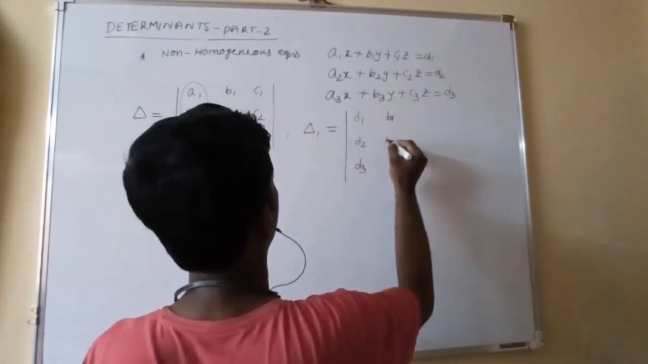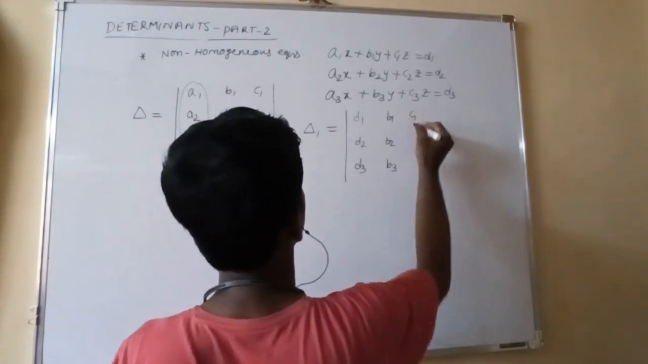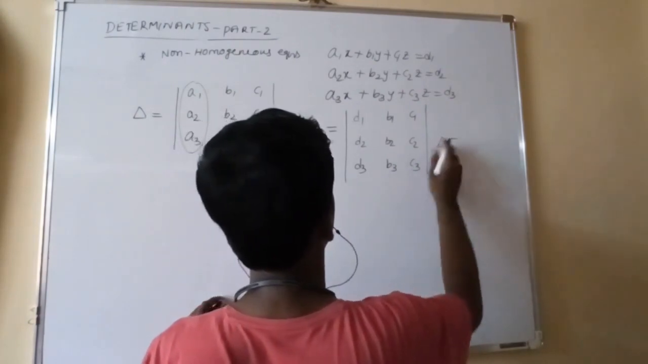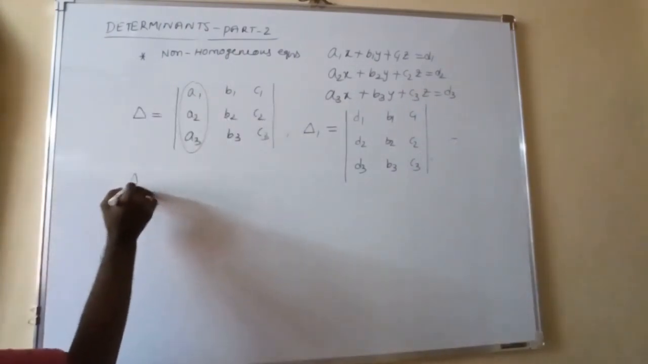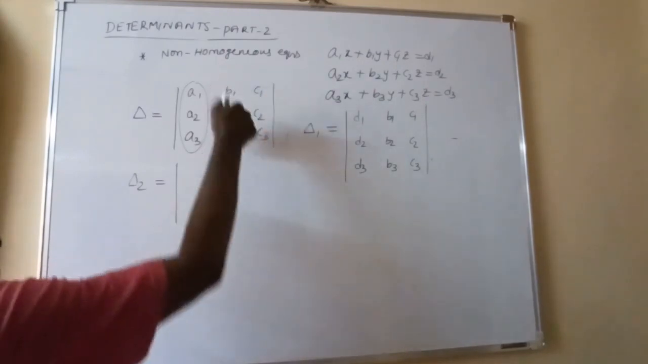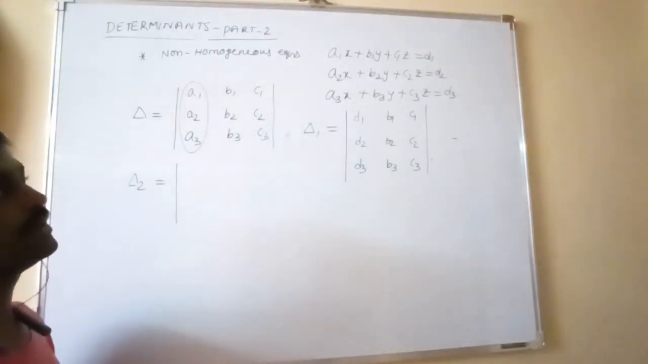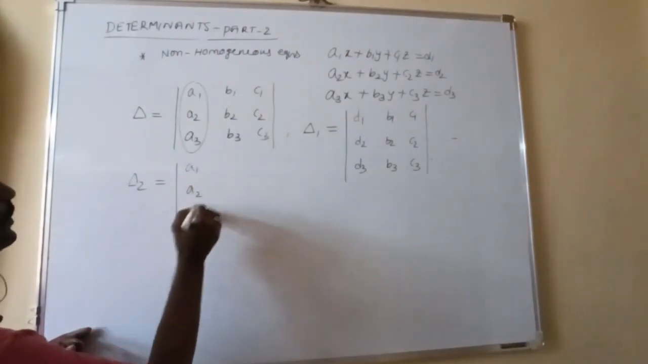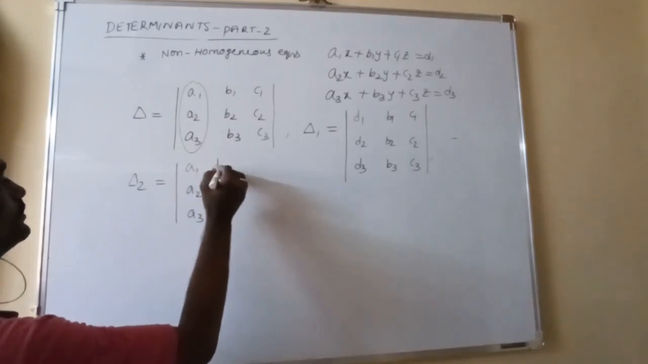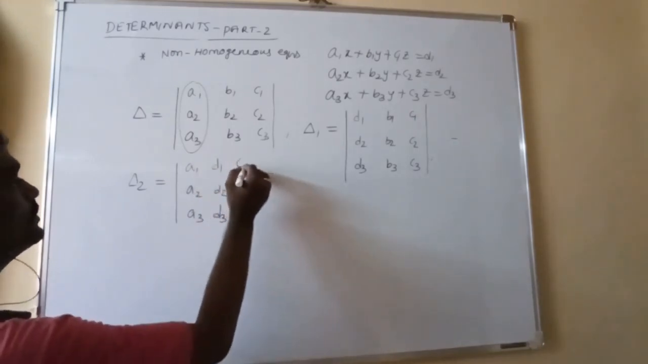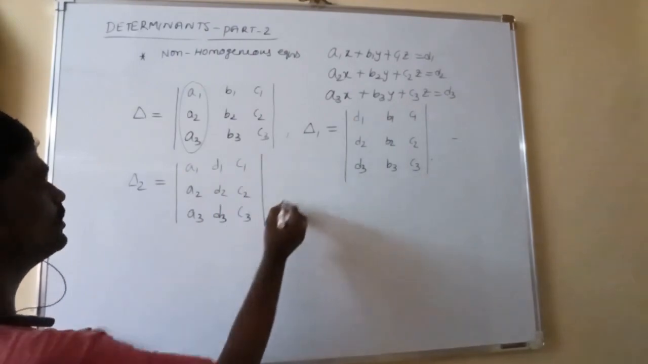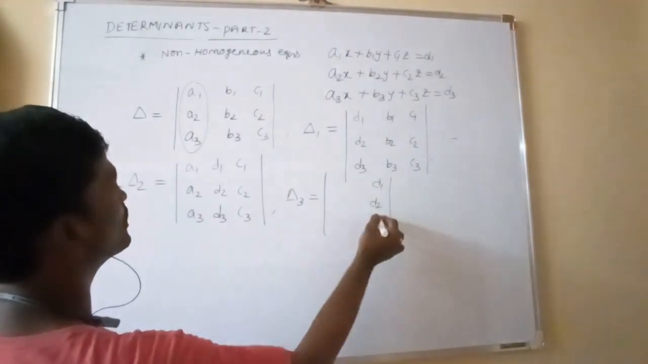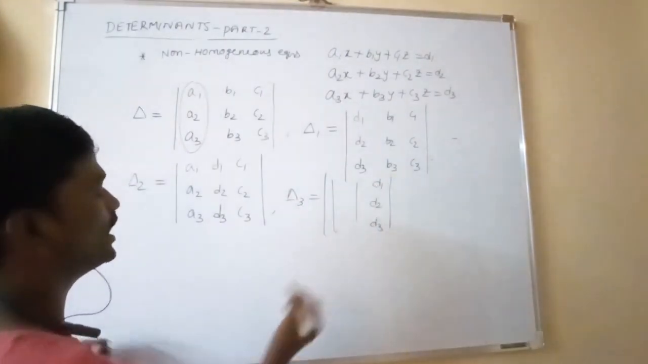And remaining two columns as it is. Similarly, you define delta 2: replace second column elements of delta by constant terms, remaining two columns as it is. So A1, A2, A3 becomes D1, D2, D3 and C1, C2, C3. Similarly, what will be delta 3? Just replacing third column elements by constant terms, remaining two columns as it is.